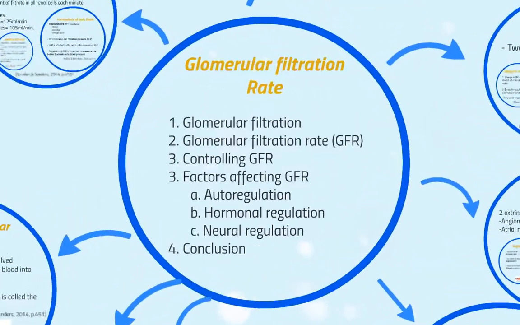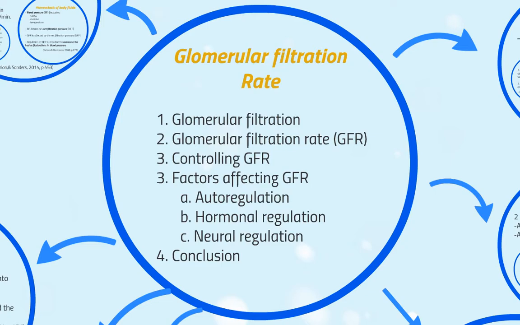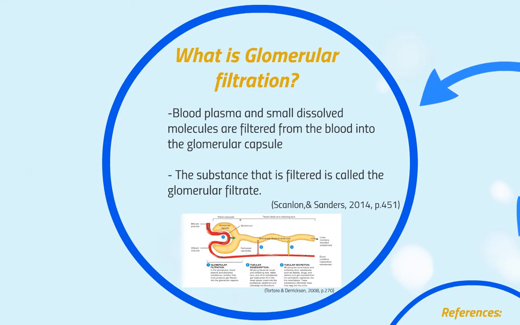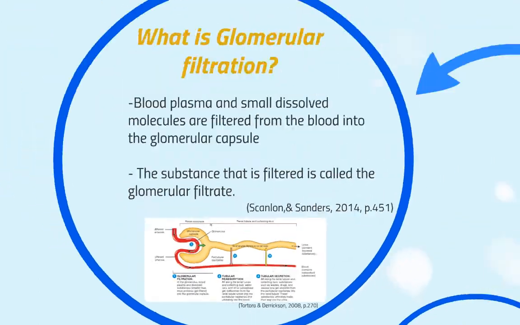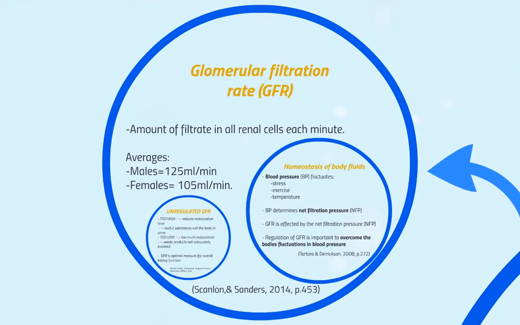This presentation will outline glomerular filtration rate. Glomerular filtration is the process by which blood plasma and small dissolved molecules pass out of the blood and into the glomerular capsule. The green arrow shows where the blood plasma and dissolved substances leave the blood and enter the glomerular capsule. The glomerular filtration rate is the amount of filtrate in all renal cells each minute.